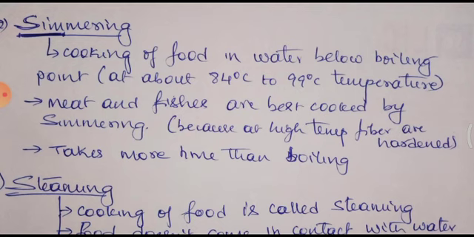Meat and fish are cooked by this simmering method. In this process, since the temperature is lower, we can avoid the hardening of the fibers. It takes more time than boiling but at a lower temperature.